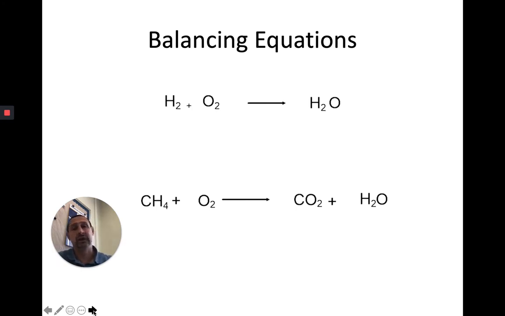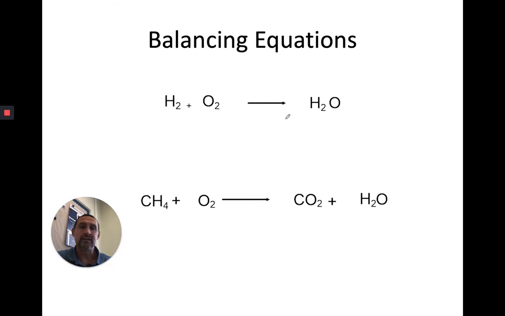If I have 2 atoms of hydrogen on the reactant side, I need to have 2 atoms of hydrogen on the product side. So take a look at that first equation, and sure enough, I have 2 atoms of hydrogen on the reactant side, I have 2 on the product side. But when it comes to oxygen atoms, I have 2 on the reactants, but I only have 1 on the product side.